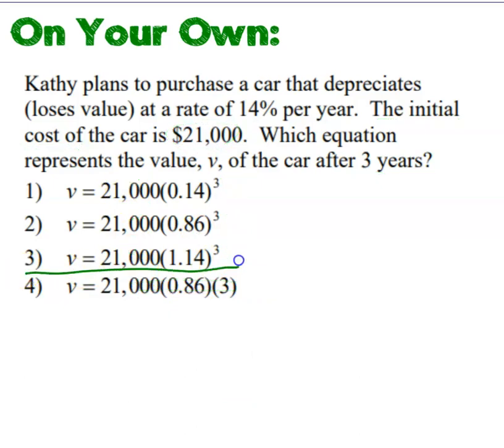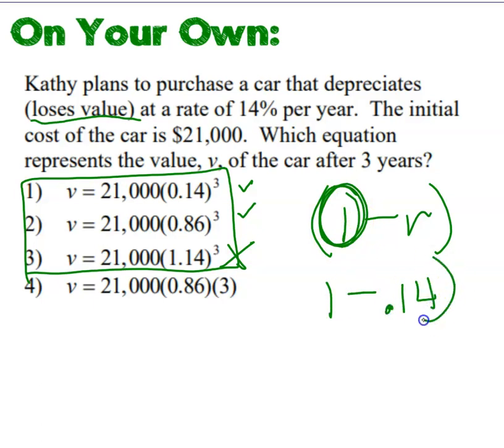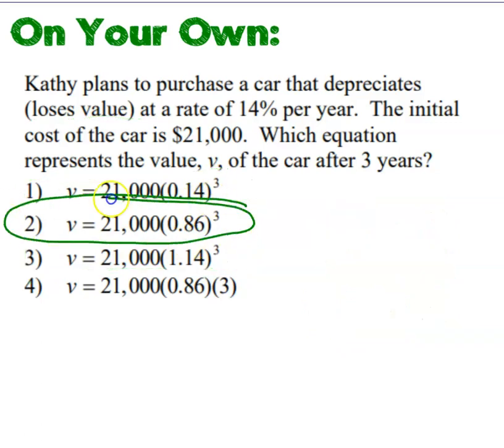So we've narrowed it down to the first 3 choices. So of these first 3 choices, which one shows that we are losing value? Right? We are losing value, so that quantity should be less than 1. So this one can't be right because it's higher than 1. So it's got to be either the first or second. But remember, you started with 100% of the value, and then you lost 0.14. So it's not just 0.14. It's the whole amount of the value, then minus 0.14. So the correct answer here was number 2.